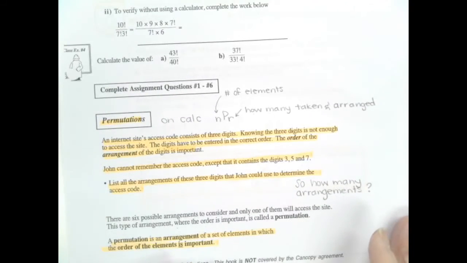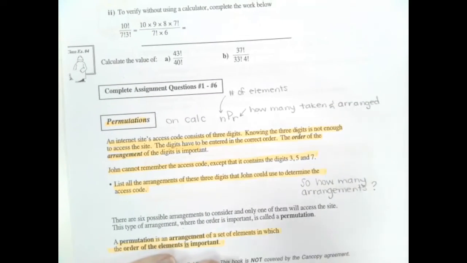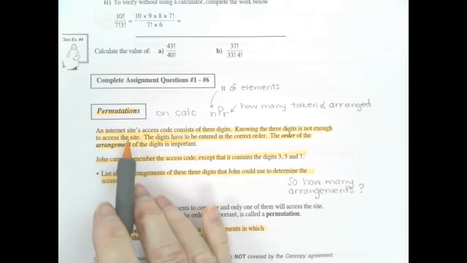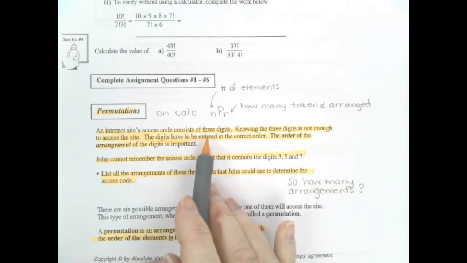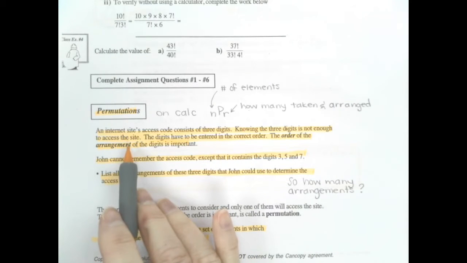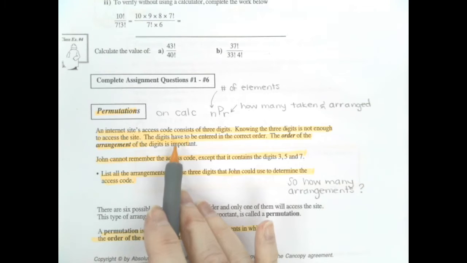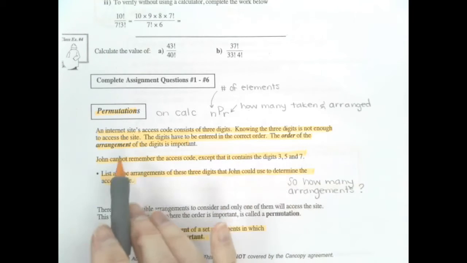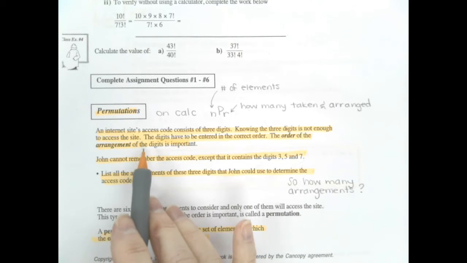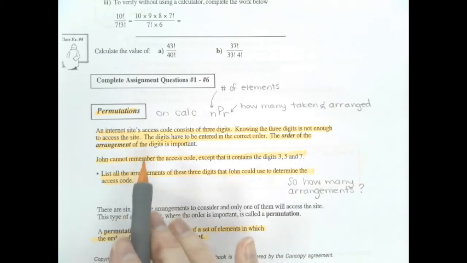Okay, now it gets better. Permutations. Here we go with some little stories. An internet site access code consists of 3 digits. Knowing the 3 digits is not enough to access the site. The digits have to be entered in the correct order. The order of the arrangement is important, and that you just need to get in your mind. So permutations means the order matters.